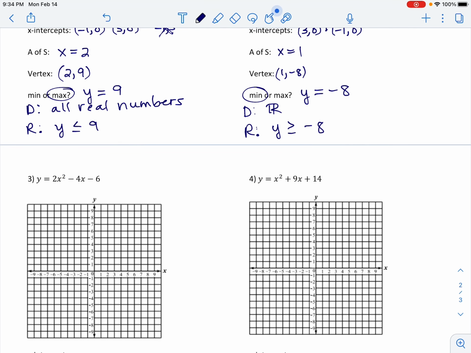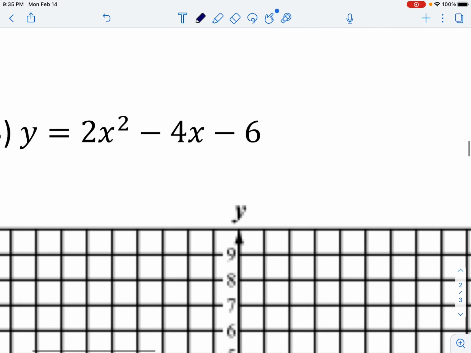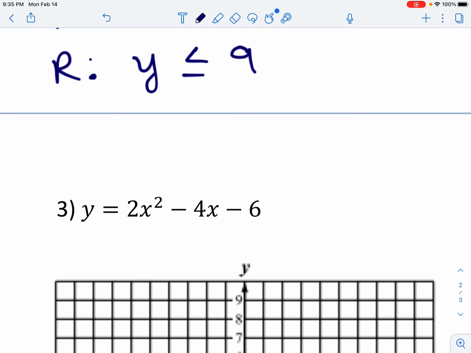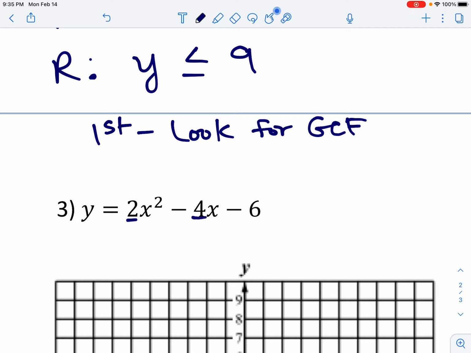All right, the next ones we're going to spend some time looking at, because these are the ones that you actually have to factor, because they're not in intercept form. They're in standard form. So in order to get them from standard form to intercept form, we have to factor these out. So remember, first thing we're going to do is look for greatest common factor. Is there a greatest common factor? In this one, yes, we can take a 2 out of each of those numbers.